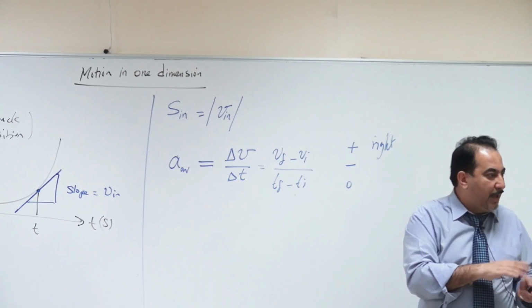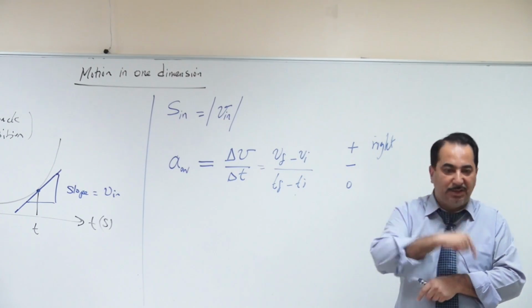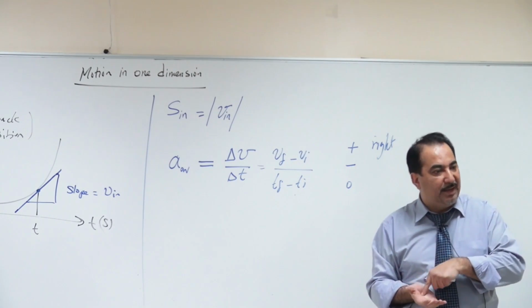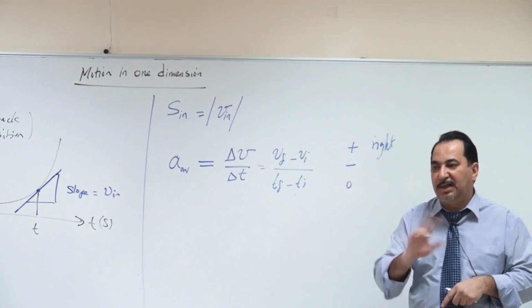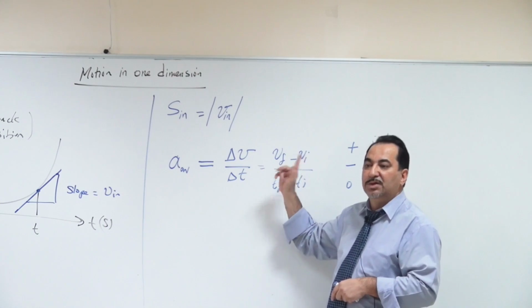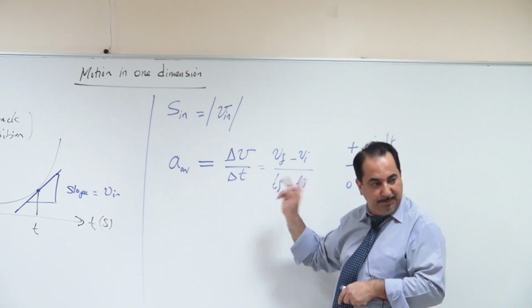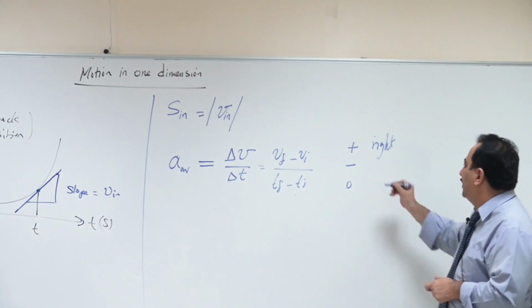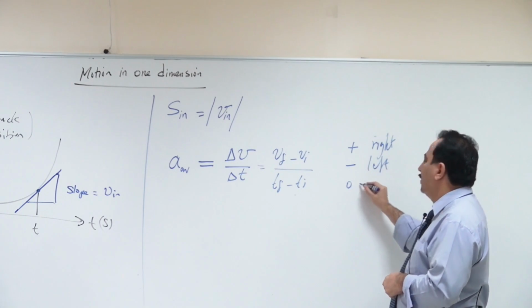So it's not a rule that if the velocity is positive, the acceleration is positive. If the velocity is negative, the acceleration is negative, because acceleration doesn't depend on the velocity sign. It depends on the change of velocity sign. Right, left.